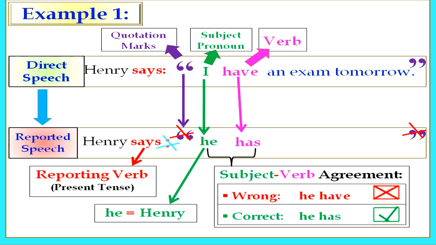After this change, we have the part left in the direct speech, an exam tomorrow. Here, as you can notice, there are no changes to make. So the sentence I have an exam tomorrow, which is direct speech, becomes, as reported speech, Henry says he has an exam tomorrow. Now let us look at example number 2.